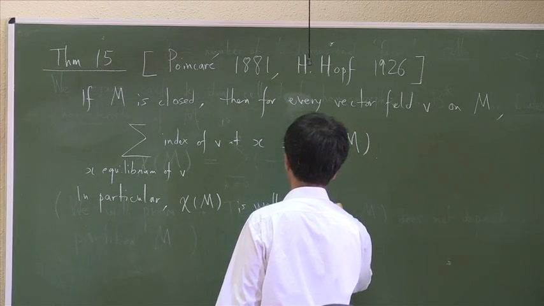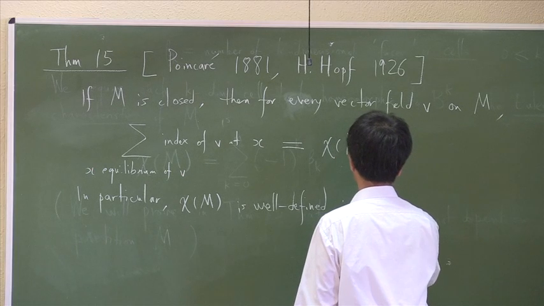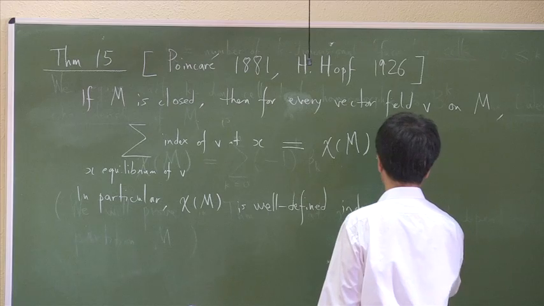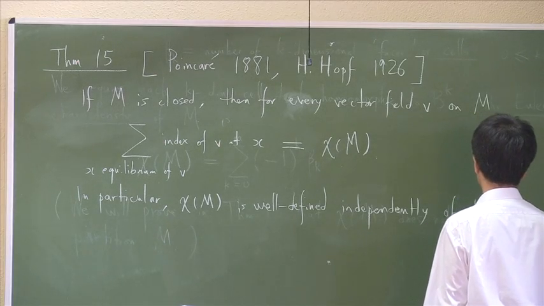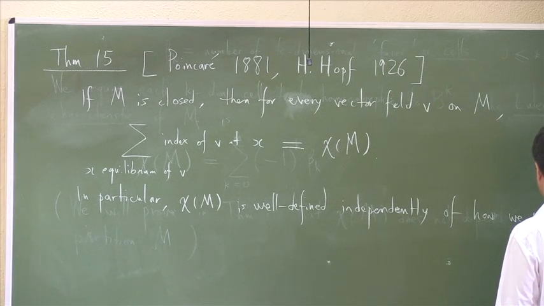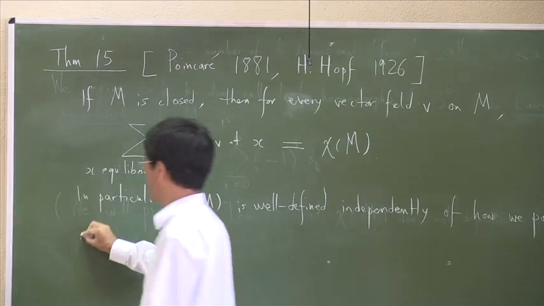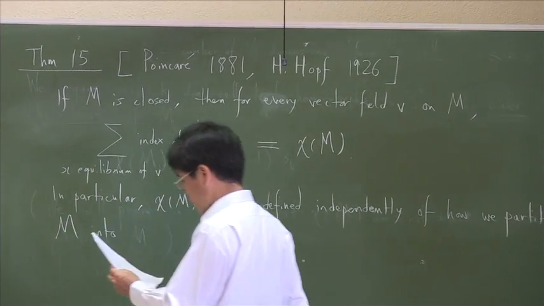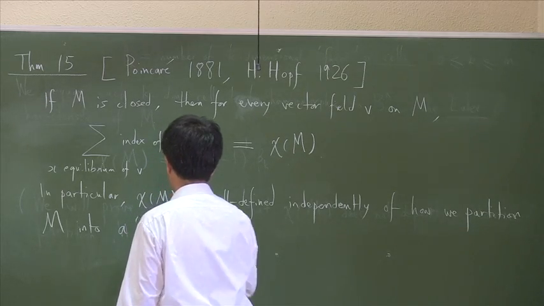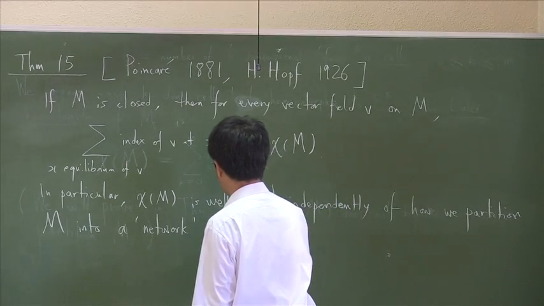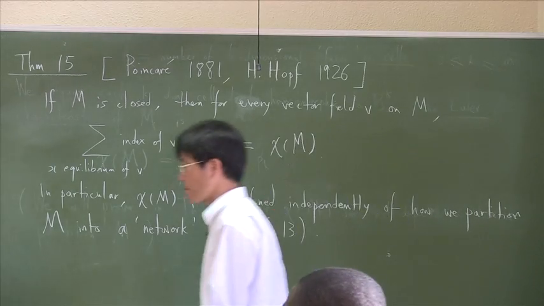Well-defined means that you don't get different answers depending on different pictures we draw, independently of how we partition, or how we network, how we partition M into what network. That was an issue, a problem that was left over from the definition of the Euler characteristic itself, which was definition 13.